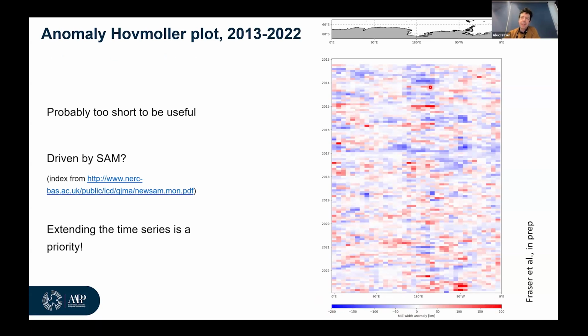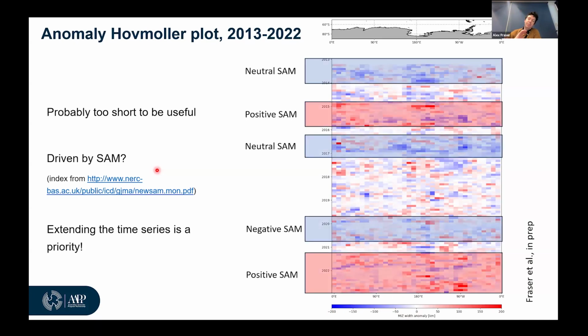And what you can see is some years tend to have less MIZ width, and some years tend to have more MIZ width, as you'd expect. And just in a really brief kind of hand-waving argument, I've illustrated which years had neutral or negative SAM in blue, and positive SAM in red, kind of showing some potential link between SAM and MIZ width here. But this is really early and quick and dirty analysis, showing that there might be some links between SAM and hence wind speed and MIZ width.